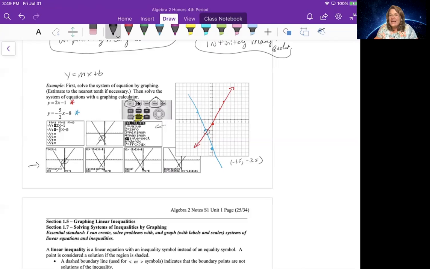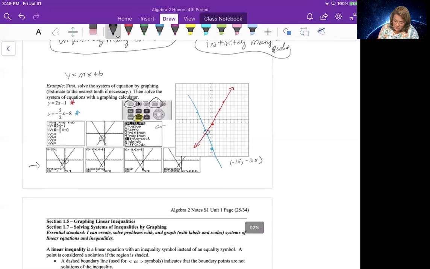Then it says guess. And what it wants you to do is move your cursor to approximately where those two lines intersect, and then you hit enter and it will give you the precise location. When you hit guess, you're just helping the calculator get there faster because it has iterations that it does, okay? And so what did the calculator tell me that my intersection was?